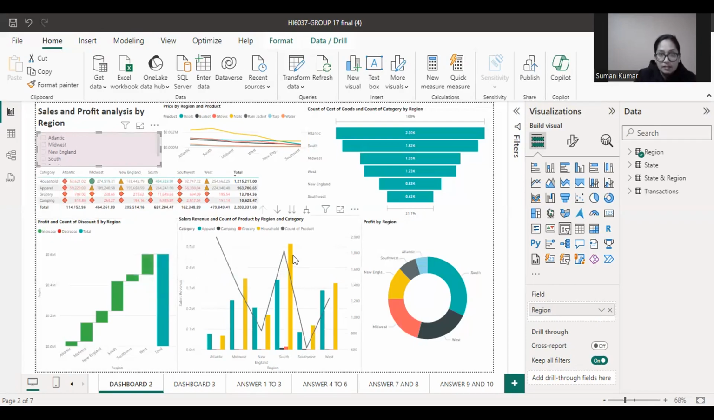So again, for instance, because we've been using South, if I were to run my cursor down here, at South, you'll see the sales revenue and count of product by region and category is given.